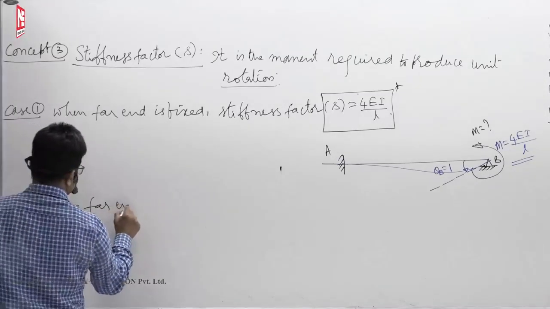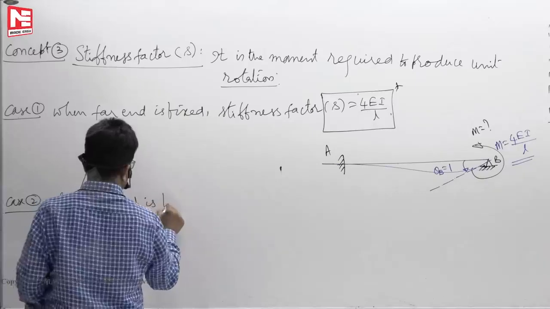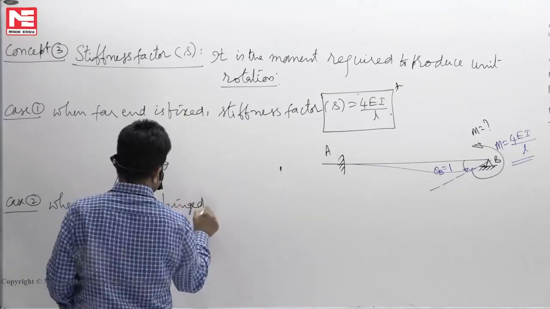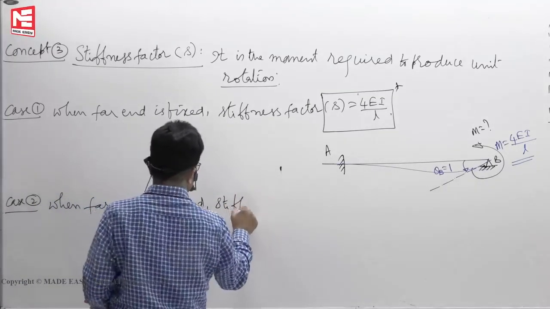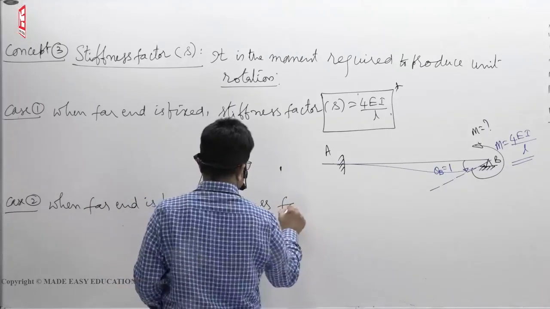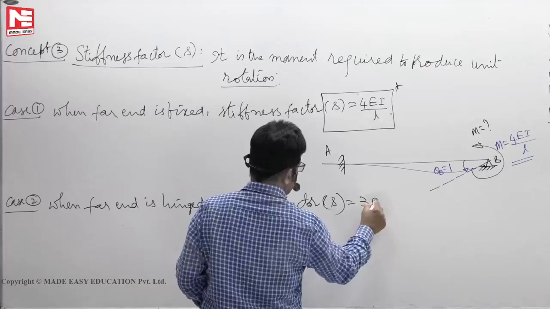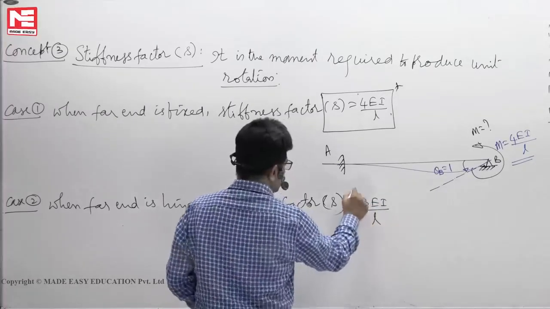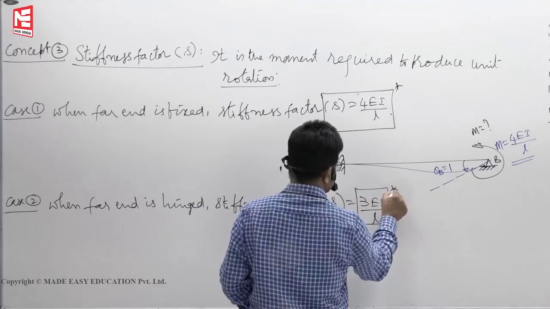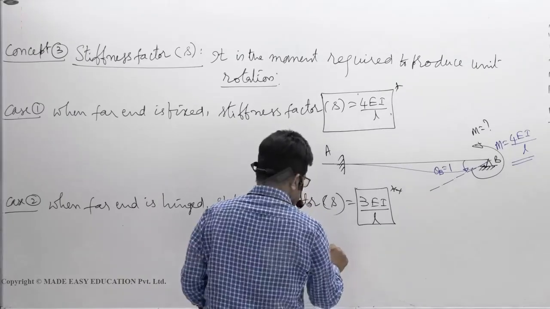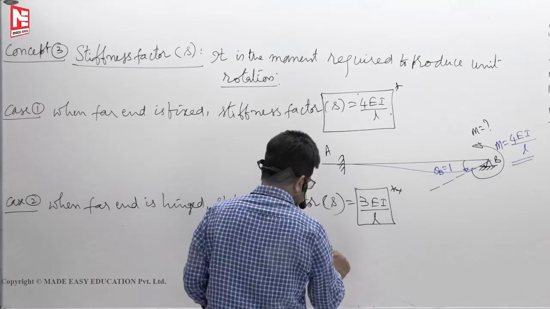When the far end is hinged, stiffness factor S is equal to 3EI by L. This is what you have learnt. What it means is this one. When the far end is hinged means this one.